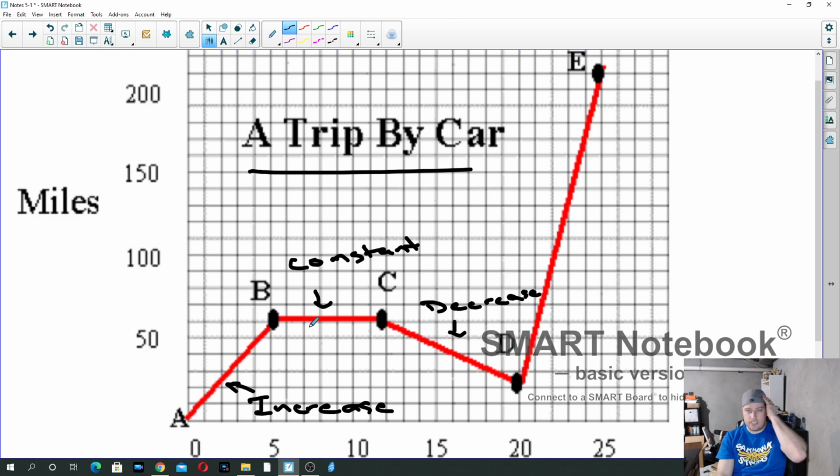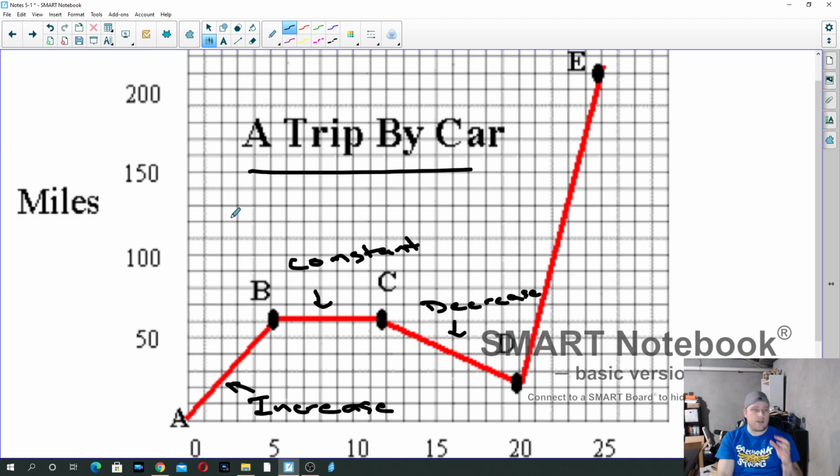Here to here, it's constant. For these however many hours that we have, about 12 hours? Or no, excuse me, 7 hours. Sorry, it goes to 12. We're constant, meaning that we're not moving. We're not any further away than our original location. Then from here, we start backtracking a little bit, and then all of a sudden we take off, and we end up going 200 miles in the course of 5 hours.